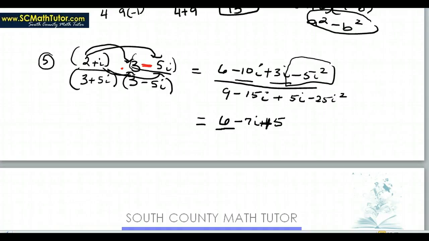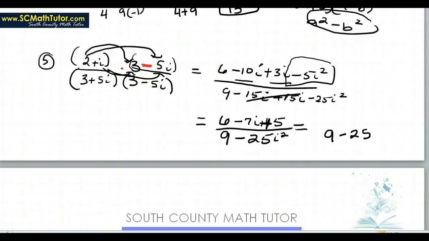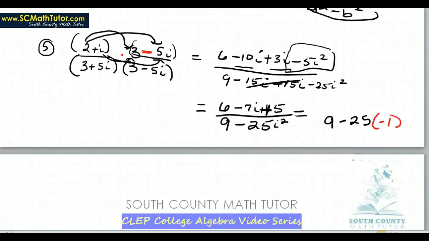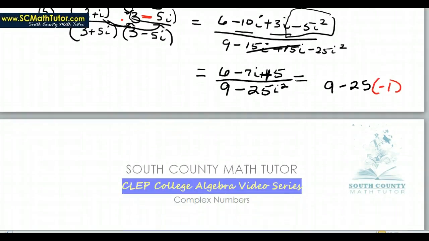I'm not going to skip that step in the bottom. Negative 15i plus 15i are the same, so those are 0, that crosses out. And now I have 9 minus 25i squared. Let me show that substitution. 9 minus 25, I'm going to substitute. Substitute means replace. Instead of i squared, I replace that with negative 1, because by definition, i squared is negative 1.